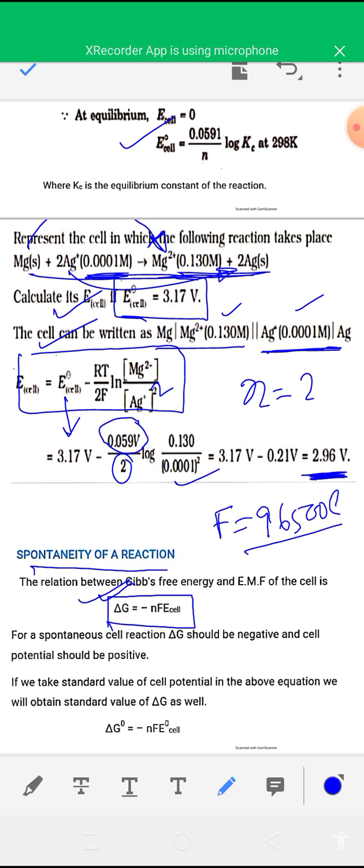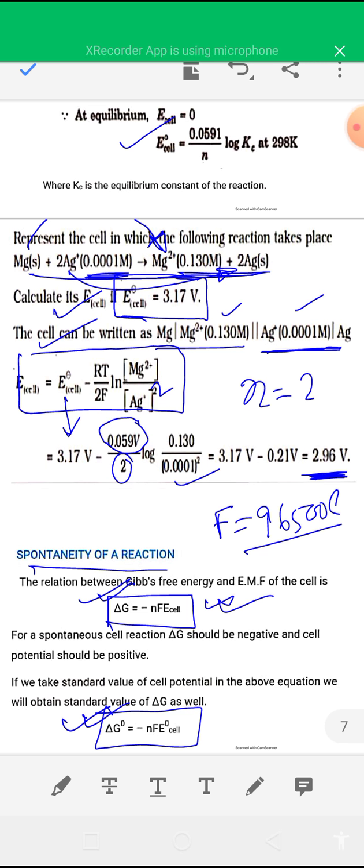So the relation between Gibbs free energy change and E cell is delta G is equal to minus nF E cell. If the Gibbs free energy change is negative, then the cell reaction will be spontaneous, and if the Gibbs free energy change is positive, then the cell reaction will be non-spontaneous. If you take the standard cell potential, then you will get the standard Gibbs free energy change of the cell, that is delta G0 is equal to minus nF E0 cell.